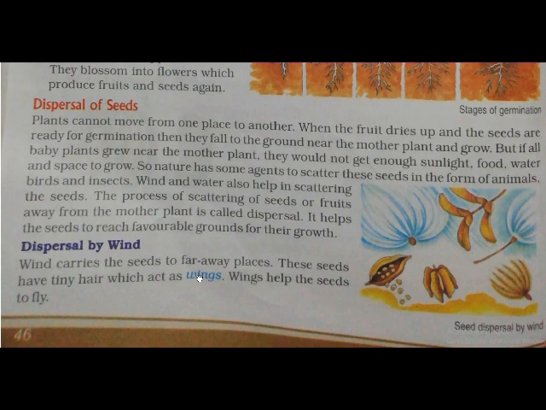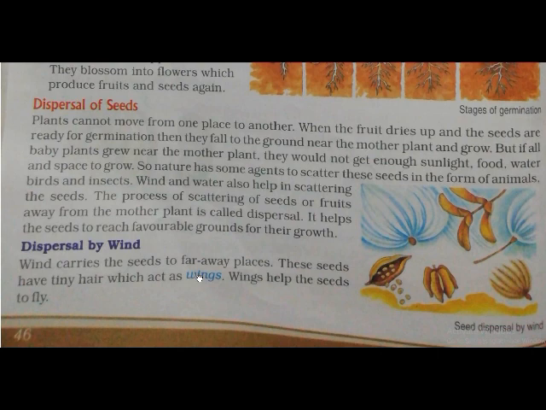So this dispersion process, the process of scattering of seeds or fruits away from the mother plant, is called dispersal. If somebody asks you what is dispersal, dispersal means the process of scattering of seed from the mother plant away is known as dispersal. So I hope there is no confusion regarding this, and there shouldn't be any confusion as per what we are discussing till now in this chapter.